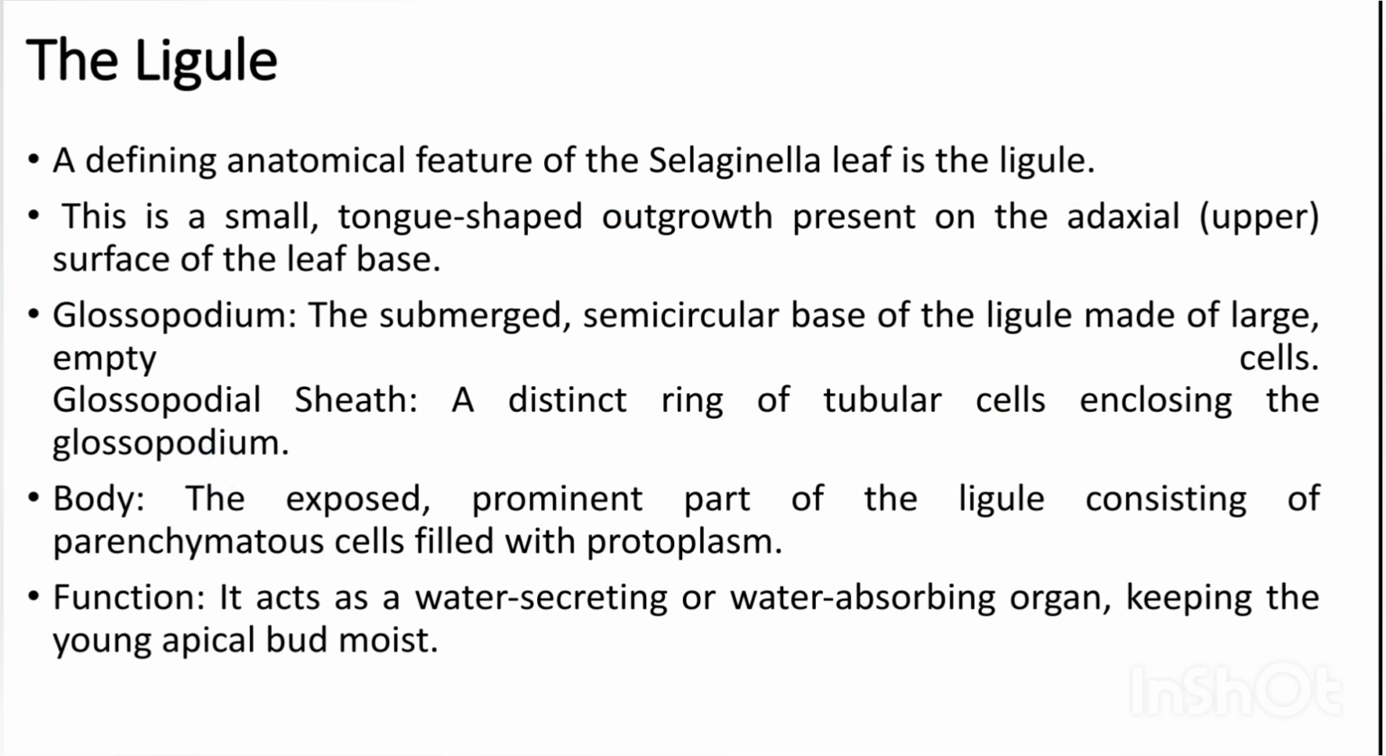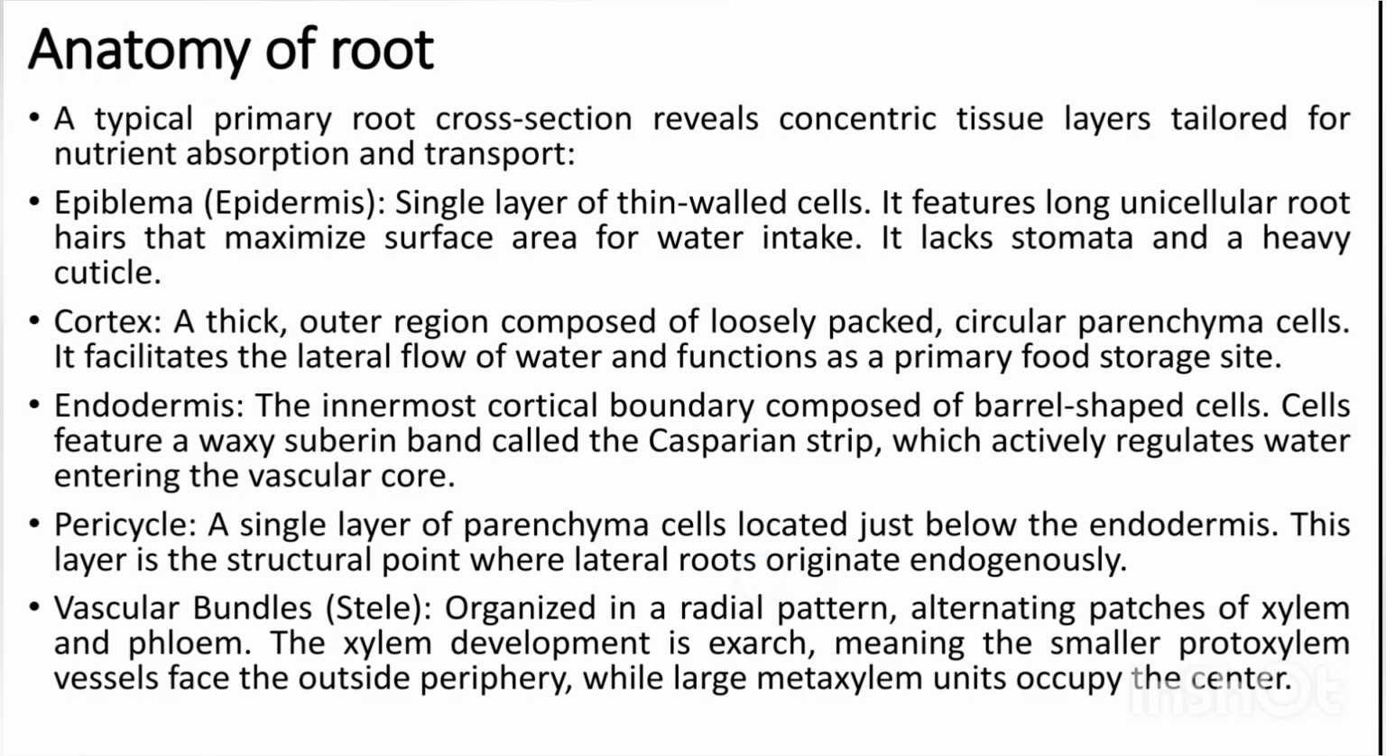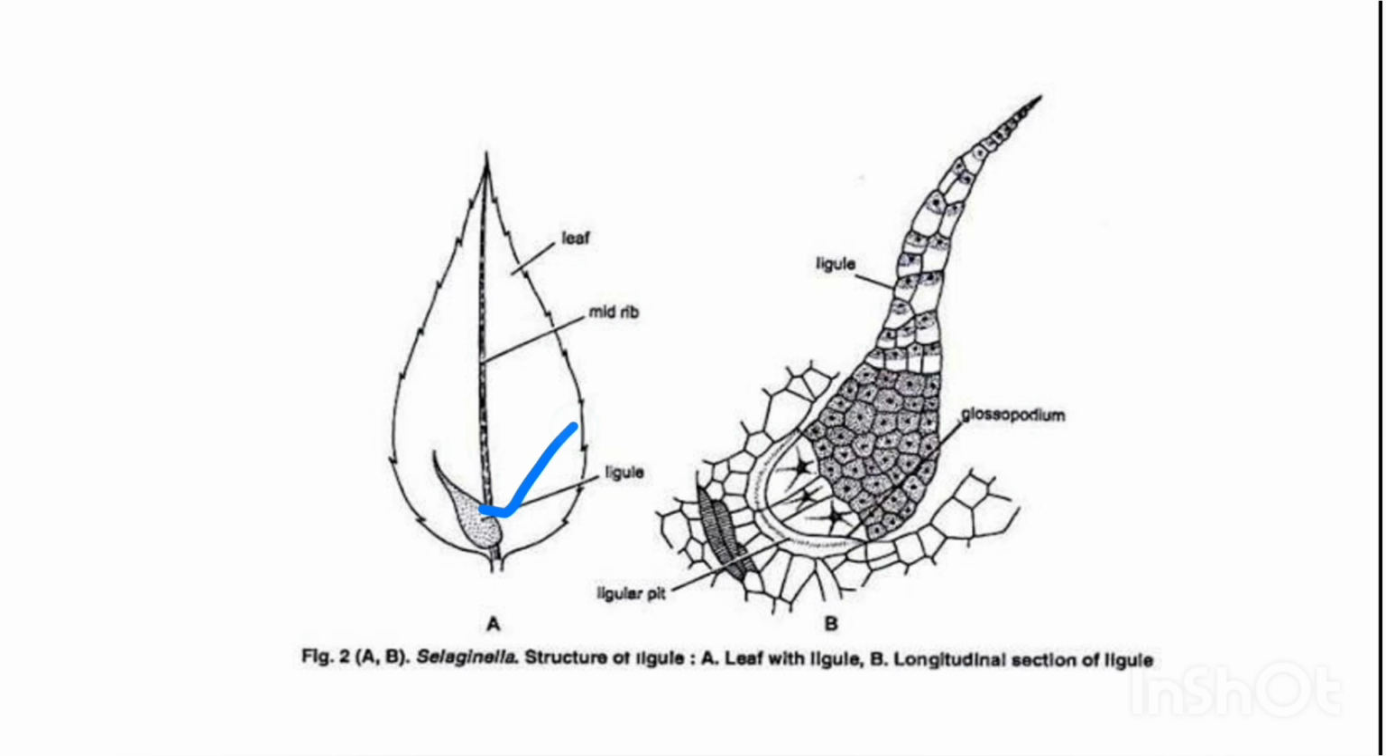The function of the ligule is that it can act as a water secreting or water absorbing organ, keeping the young apical bud moist. So this ligule is placed here on the adaxial side of the Selaginella leaf, and the anatomical feature shows this ligule has an elongated part and a broad base called glossopodium.